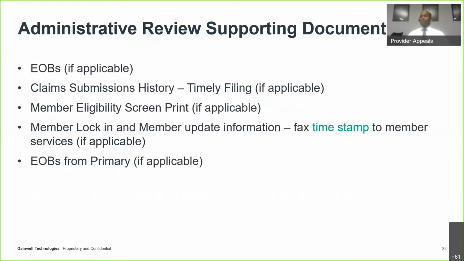Some supporting documentation again would be, for instance, your EOB, claim history, member eligibility if it pertains to that. If it's locking information, make sure that you have all the facts, timestamps. If it's member locking information, if it's EOBs that you're going to attach, make sure that you have the most up-to-date EOB that you're going to attach to the second level administrative review to DCH.